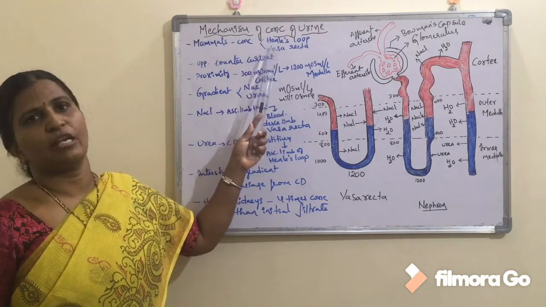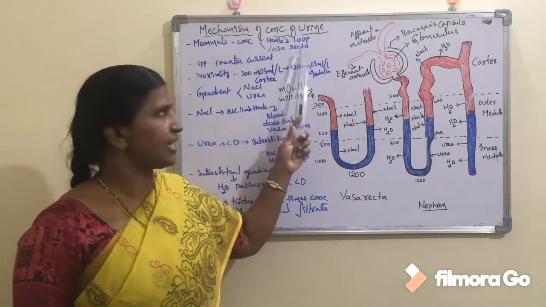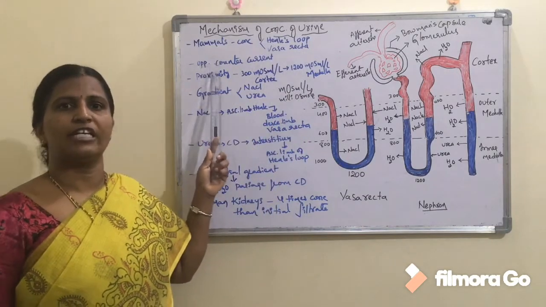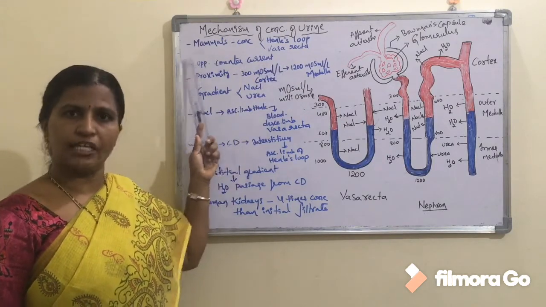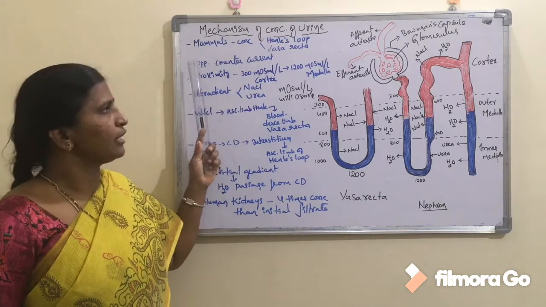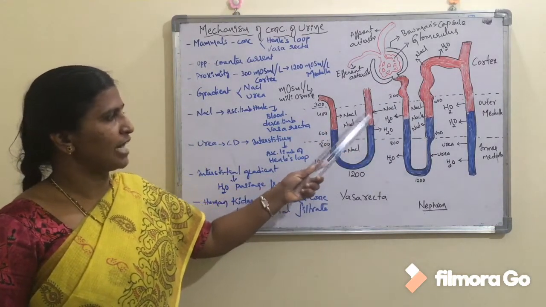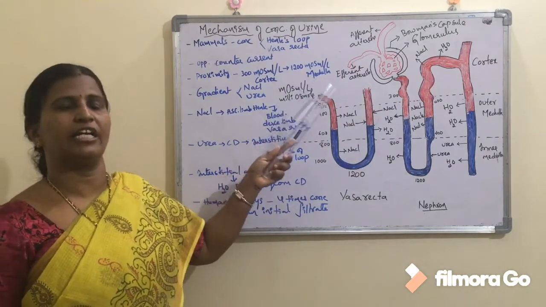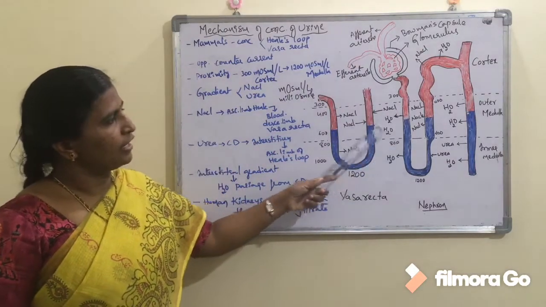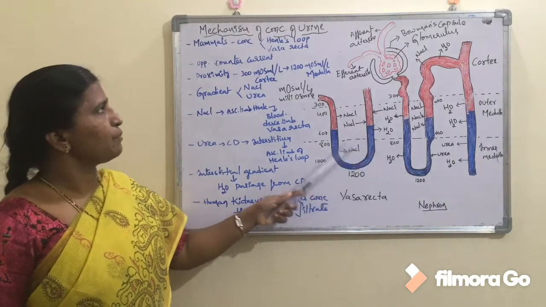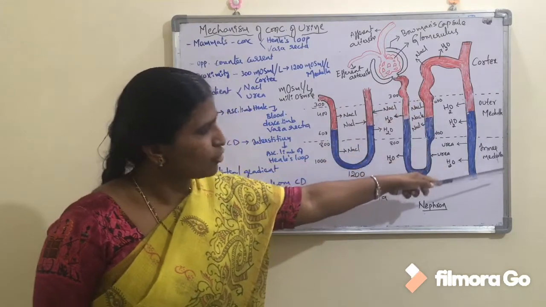The parts which help in concentrating the urine are Henle's loop as well as vasa recta, and the mechanism involved here is known as the counter current mechanism. Counter means opposite, current means flow. The flow of the renal fluid in Henle's loop and the blood in the vasa recta are in opposite directions. They are very near to each other. Due to their proximity, a concentration gradient is maintained from cortex to medulla.